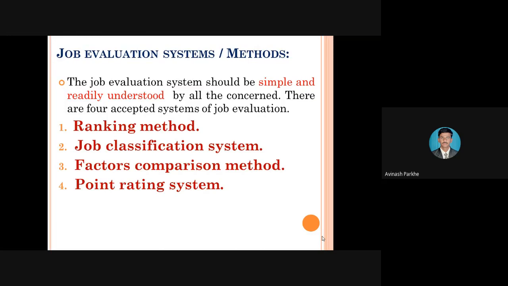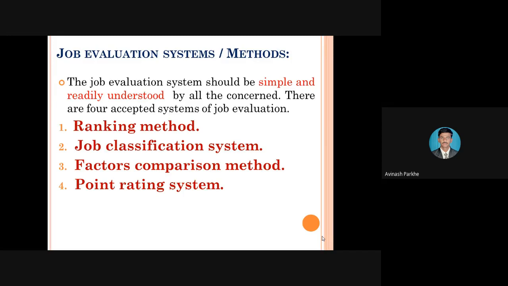Then we start with the job evaluation system, also called a method. Based on this also, MCQ questions will be there. A total of 4 methods are there for job evaluation. The first is the ranking method, then the job classification method or job classification system, the factor comparison method, and the point rating method. Based on this, MCQ questions will be there. For example, the following are the job evaluation methods. 4 options will be given, and among them one option will contain your answer.